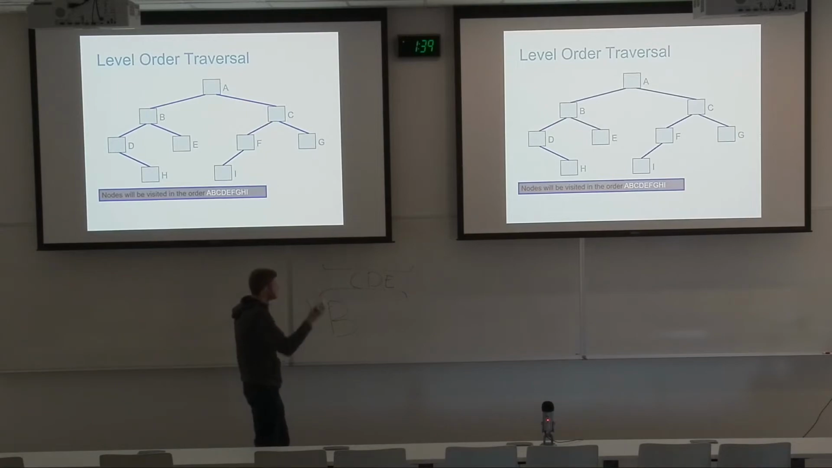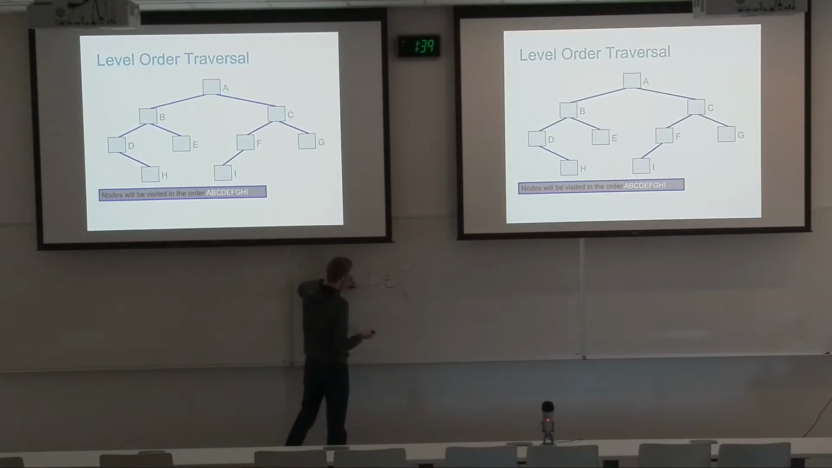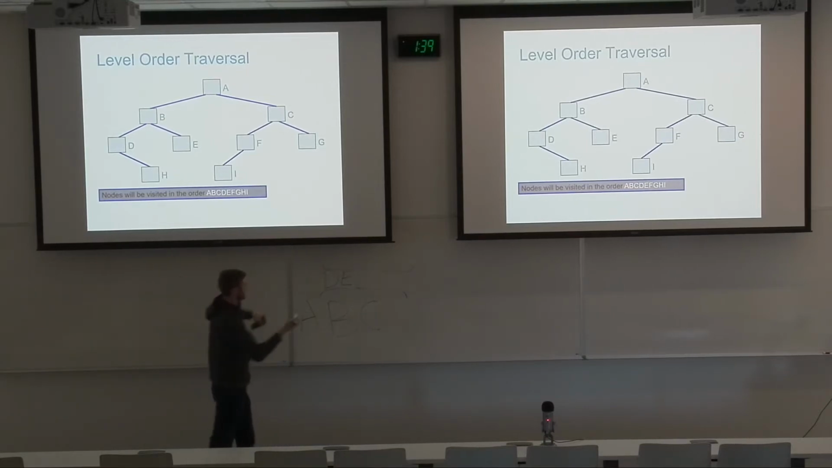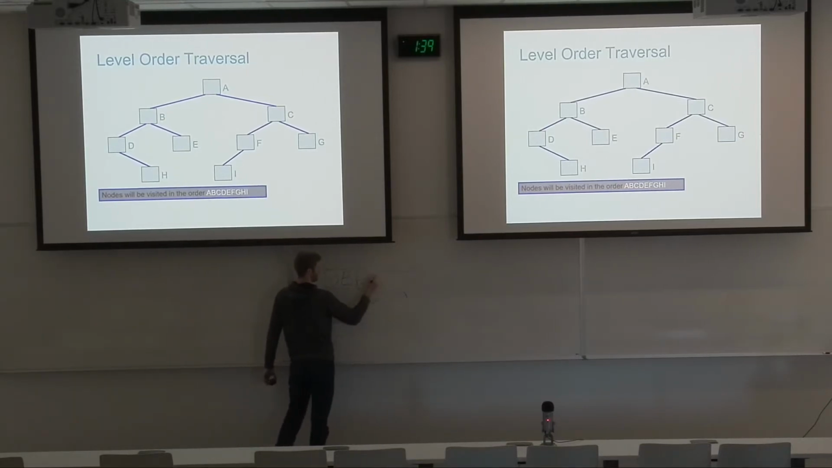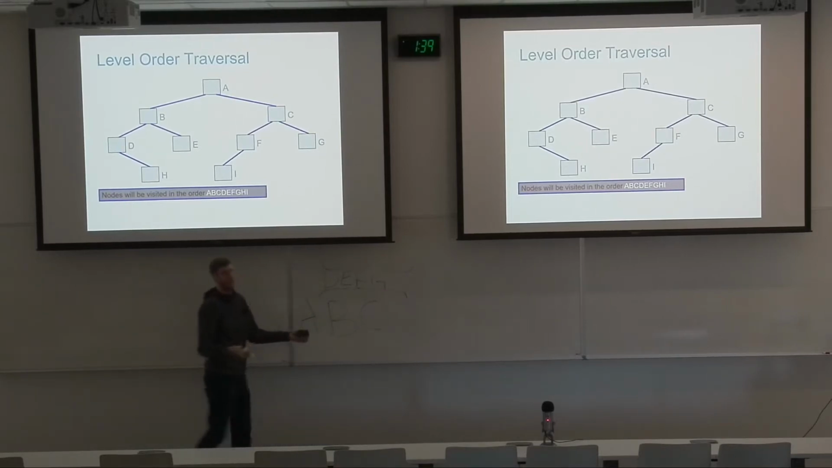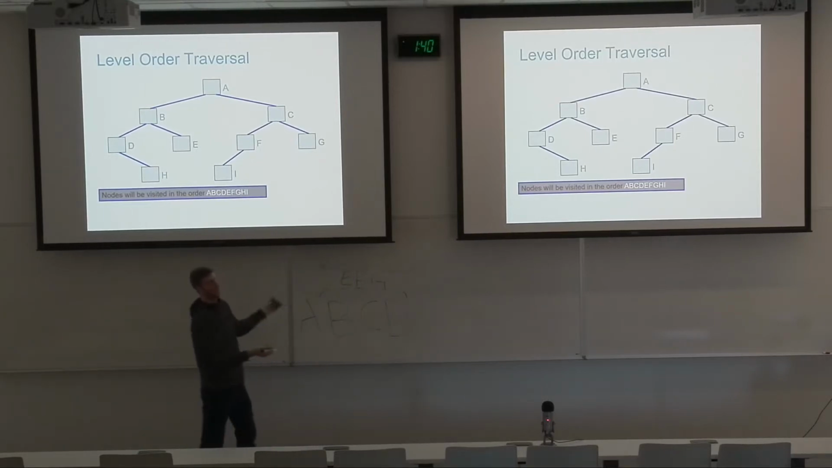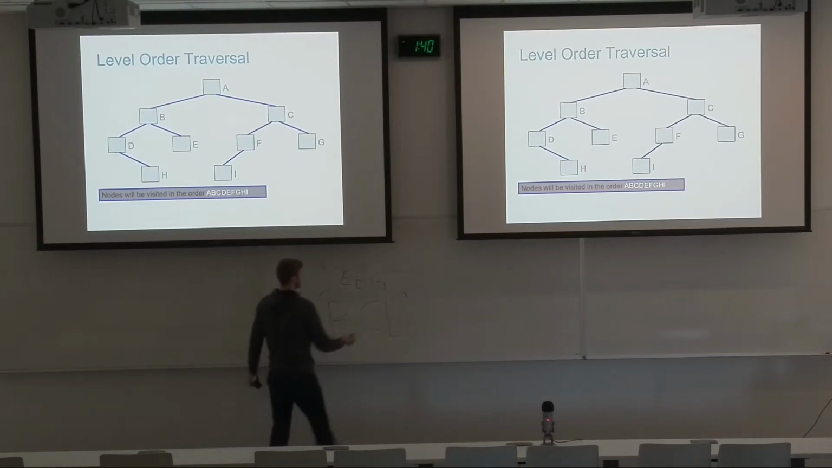So I take out C. Great, I'm going to erase all this so I can give myself a little more room, print out the C. Add its left and right subtrees, well that's F and G. Okay, is the Q empty? No. DQ, take the D out, print it. Add its left and right subtree, well there is no left subtree. Add its right subtree, H.